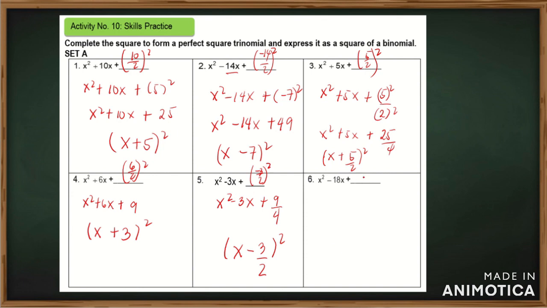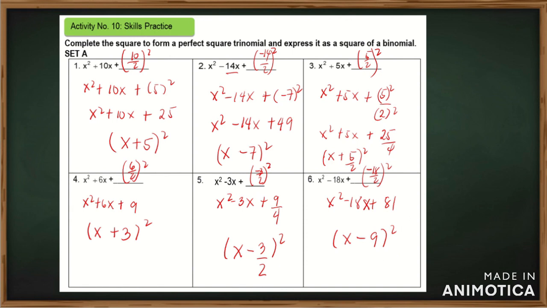Okay, and for number 6, we have our b equal to negative 18. Get half of it and then square. So we have x squared minus 18x plus negative 18 divided by 2 is negative 9, and negative 9 squared equals 81. And then get the square root of x squared, so that is x. And then half of negative 18 is equal to negative 9. Then square it. So this is how easy it is.